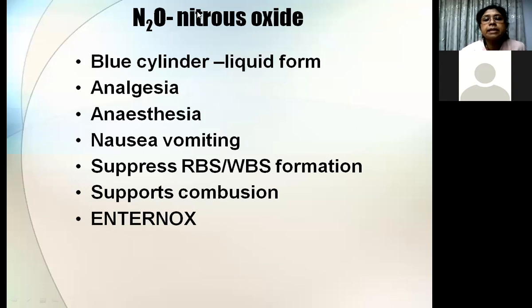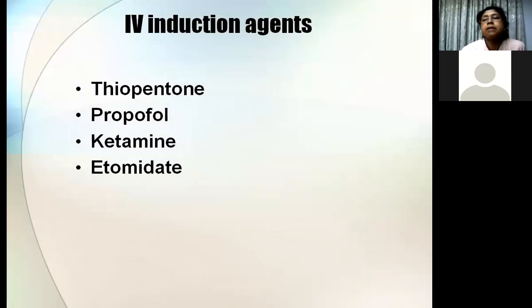We try to use air instead of nitrous oxide with the oxygen when we give anesthesia. But still it is used as Entonox. Entonox means oxygen nitrous oxide mixture, which is given to patients who are in labor pain. So it supports combustion, and you have to keep that in mind.